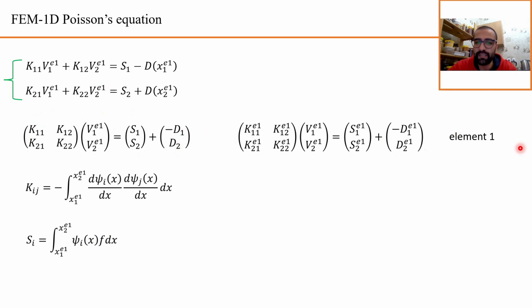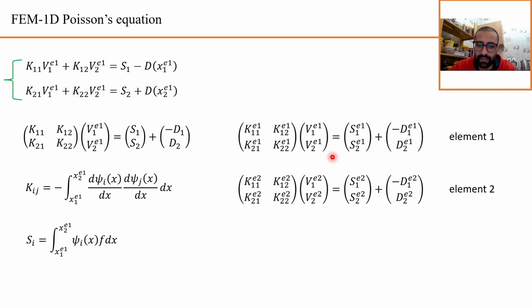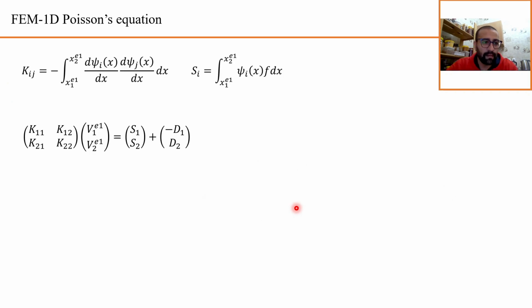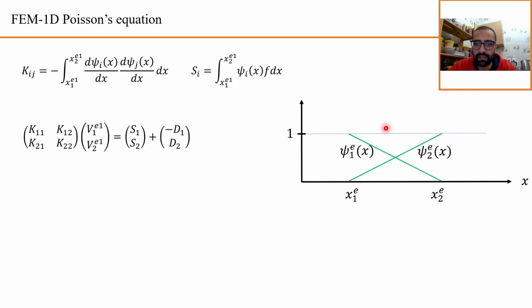In the same way, you can easily show that such a system of equations in matrix form holds for element number 2. And we can derive, for any desired number of elements, such a 2 by 2 system of equations for each element. Now, again, we have the system of equations that we derived, this is the definition of K, this is the definition of S, and now it's better to calculate the coefficients of this matrix.